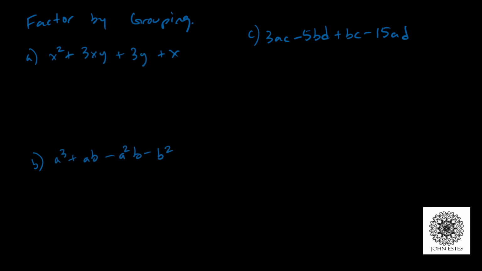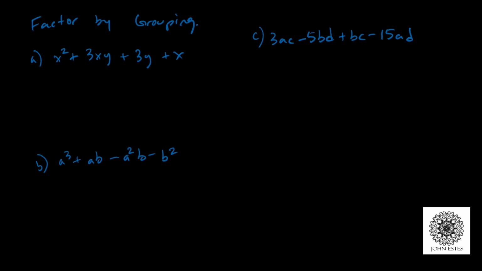So the way factor by grouping works is, you notice, for example, my first example here, x squared plus 3xy plus 3y plus x. We have four terms, so that's kind of the tip that I need to do factor by grouping. And I have no common factors in these four terms. There's nothing that exists in all four terms. So my next strategy is I'm going to do something called grouping. And what that means is I'm going to group my first two terms together and my second two terms together.